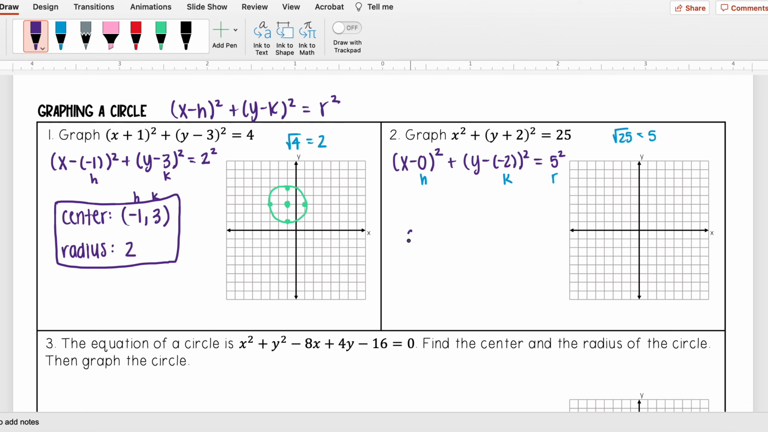And so I get that my center is 0, negative 2, and my radius is 5.